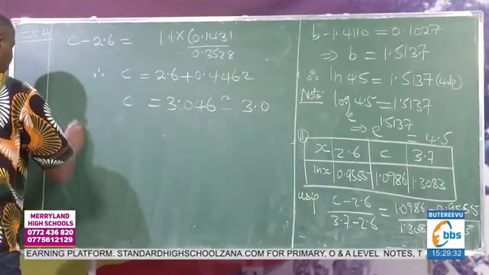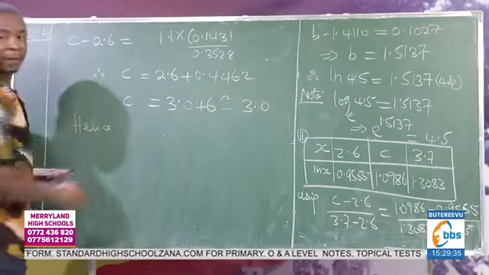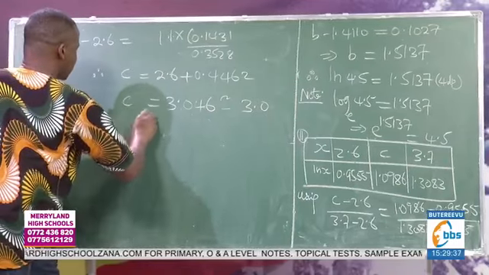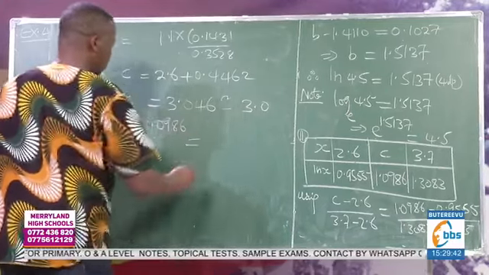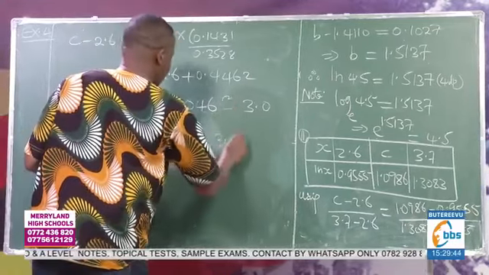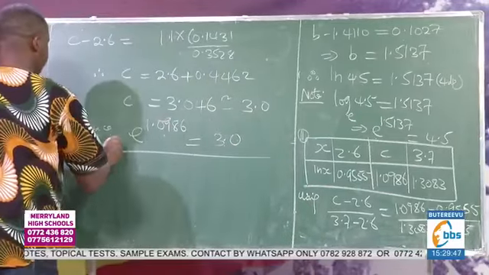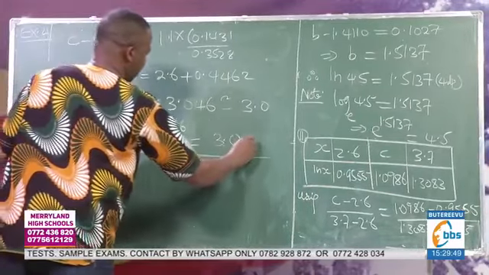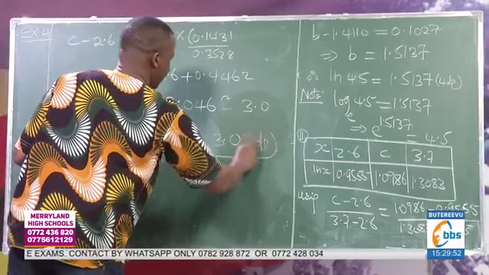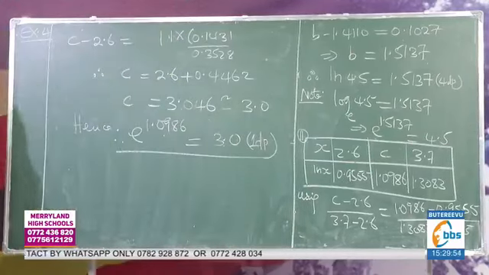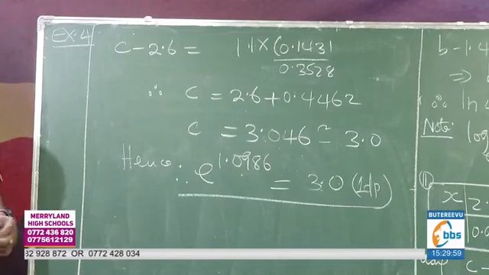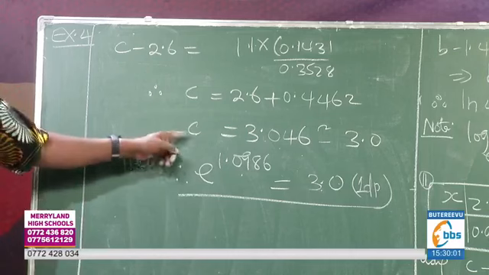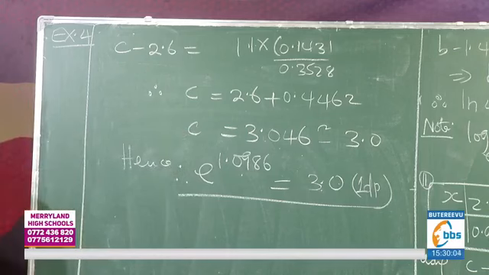And we can conclude and say, hence, e to the power 1.0986 will be equal to 3.0. The value will be that to one decimal place. The value of that, which we called C, is 3.0 to one decimal place.